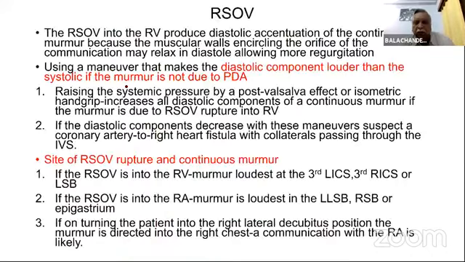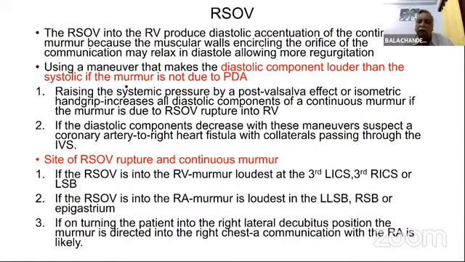I'll show this in a different slide. So a maneuver that makes the diastolic component louder if the murmur is not due to PDA. What is the maneuver? You can raise the systemic pressure by a post-Valsalva effect or isometric hand grip, which increases all the diastolic components of a continuous murmur which is due to RSOV. If you can't do that, you can just put two or three BP apparatus and do what is known as the arterial occlusion technique. Now, arterial occlusion technique, we don't teach that much. It's a very good technique to raise the systemic pressure and bring out the diastolic component of the RSOV. So if the diastolic component decreases with these maneuvers, then probably we'll have to think of a coronary artery to right heart fistula with collateral spacing.